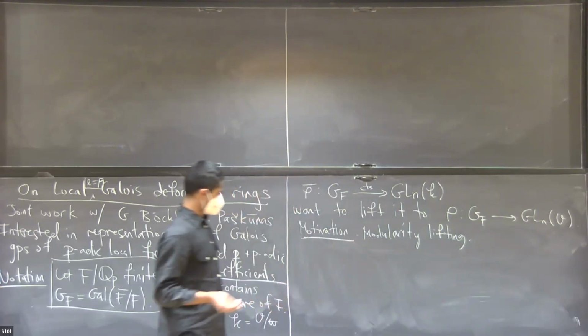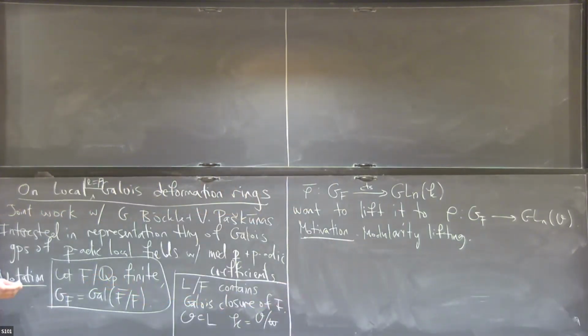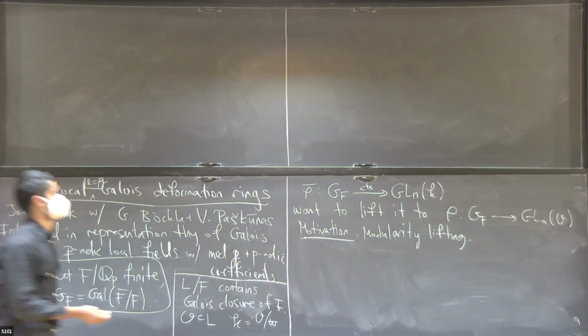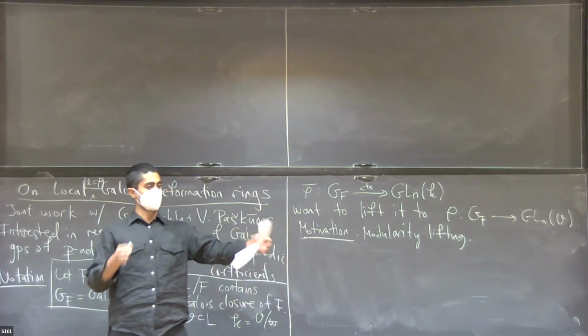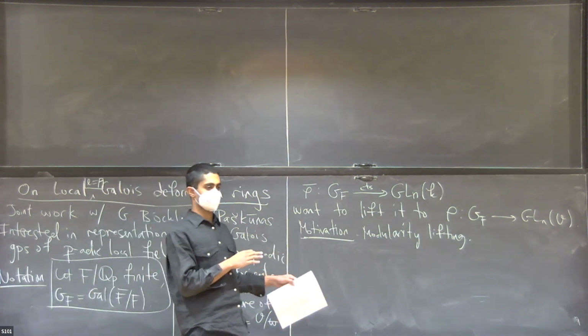So basically, in the Langlands program, you have this problem of taking a Galois representation, which really takes values in a p-adic field, and trying to show that it comes from something automorphic.